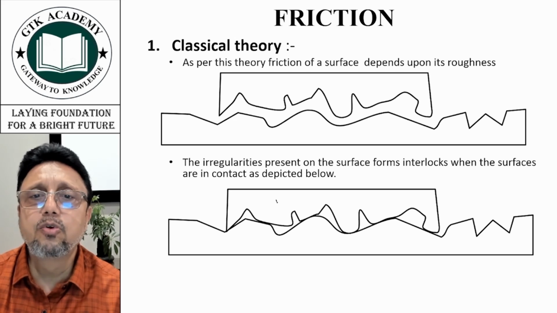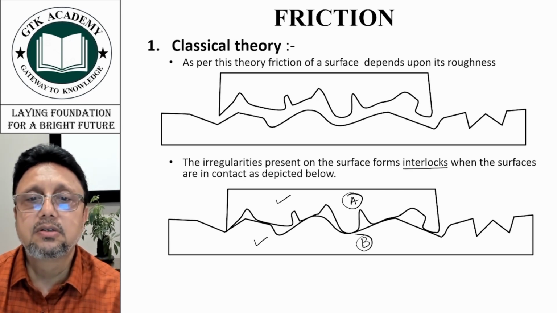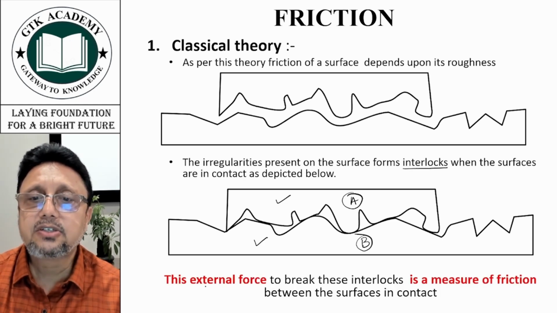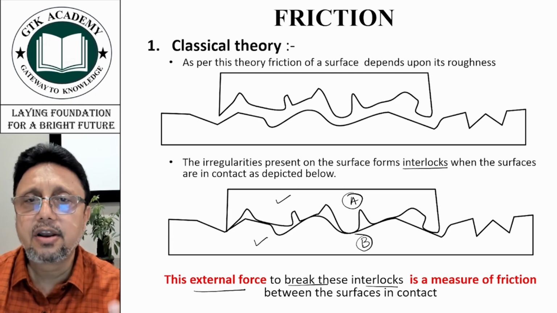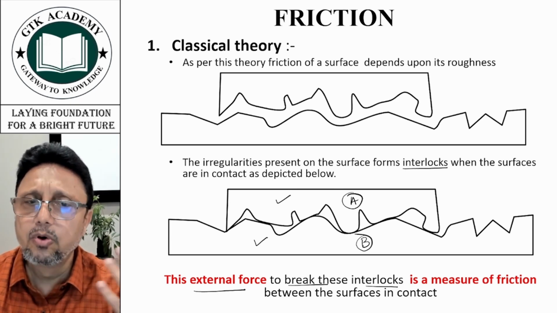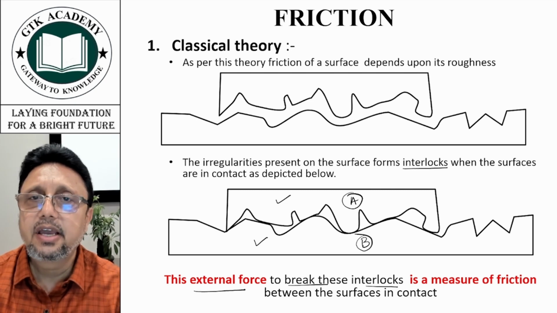Suppose you try to move this surface over this surface, say this is surface A and B. If you try to move A over B, these irregularities will form interlocks, and an external force is required to break these interlocks. That force is a measure of friction. The more external force is required, the more is the friction between these surfaces in contact.